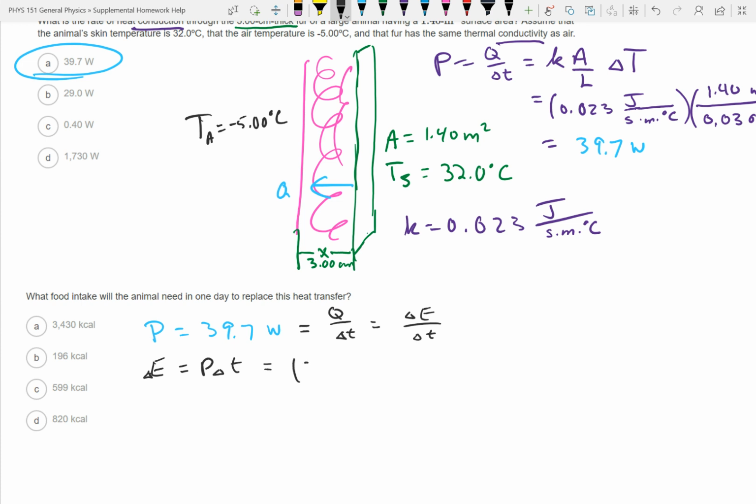So we'll put our power, 39.7 watts, multiplied by 24 hours, then multiplied by 3,600 seconds per hour. And that tells us how many joules the animal will have to eat. And then once we're in joules, what happens? Joules are energy, calories are energy. We just need that conversion.